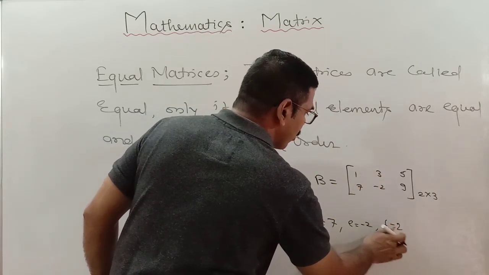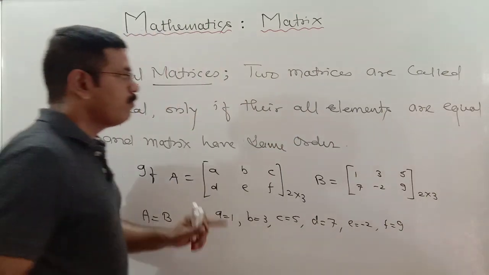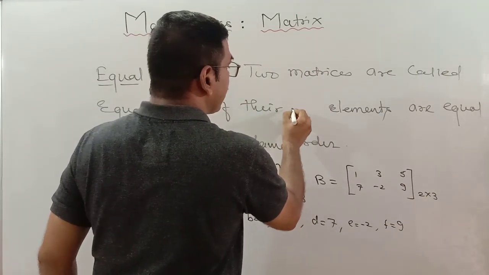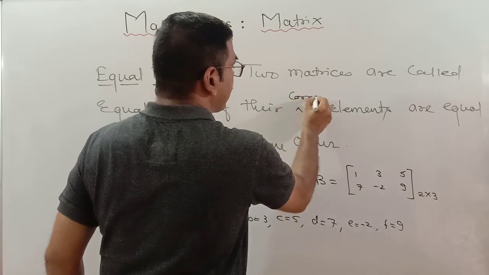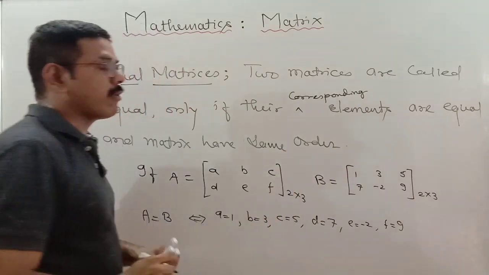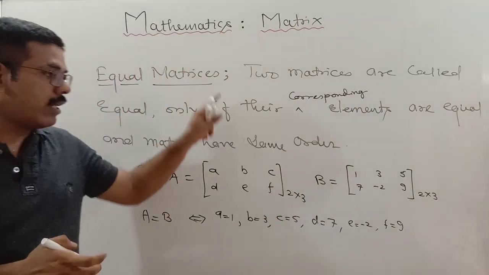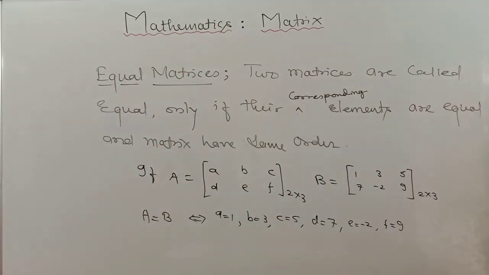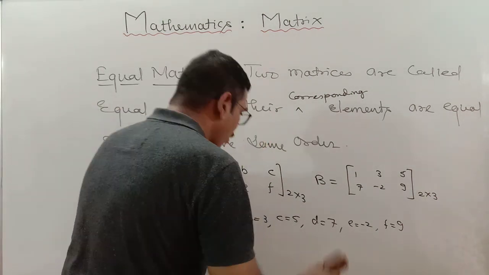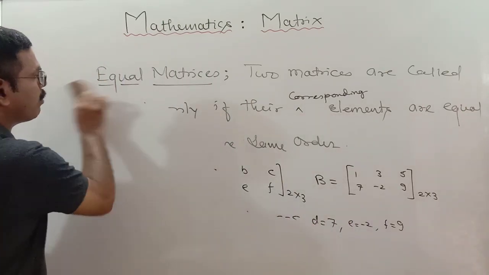They are called the corresponding elements. They are all corresponding. You must write corresponding elements. Corresponding elements are equal, and their order is the same. So that is all in the equal matrix. Please pause the video and write down what equal matrices are. I hope you understood that particular topic, equality of matrices.